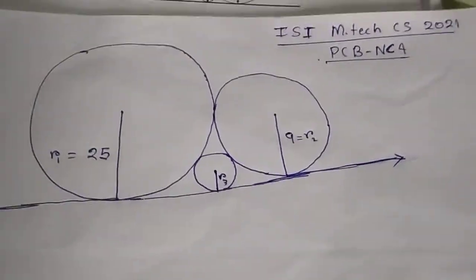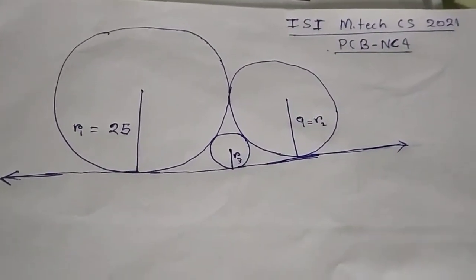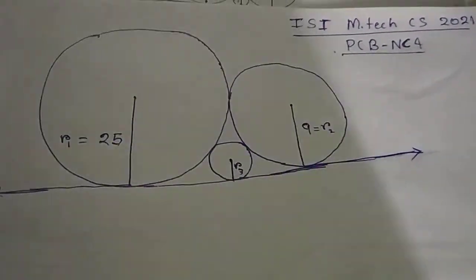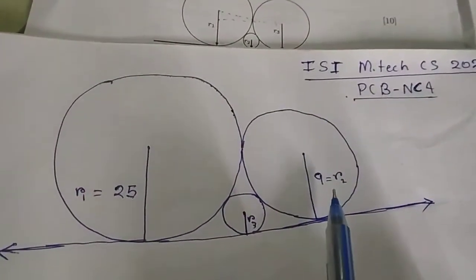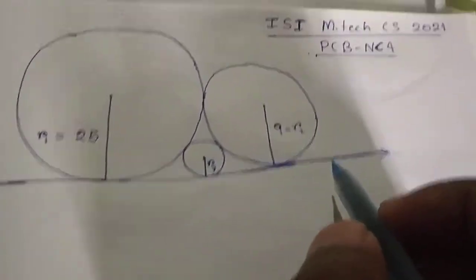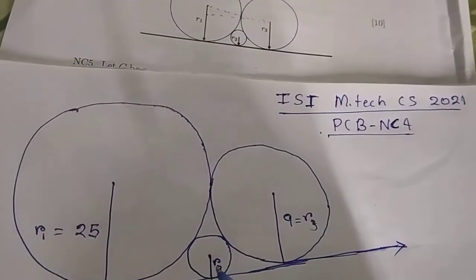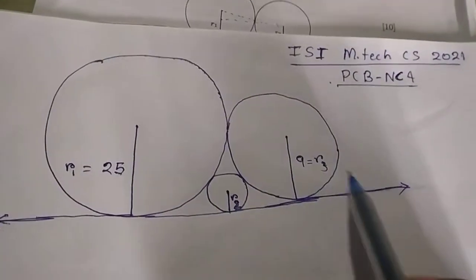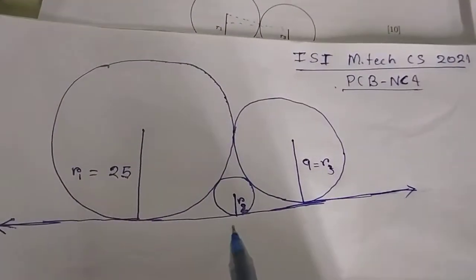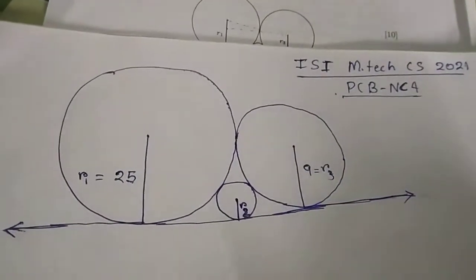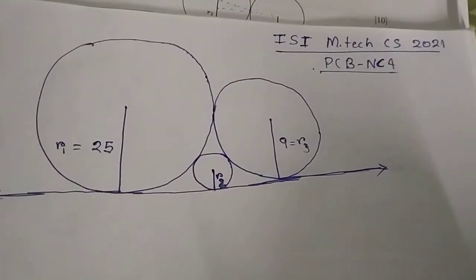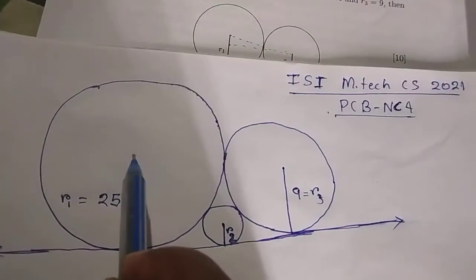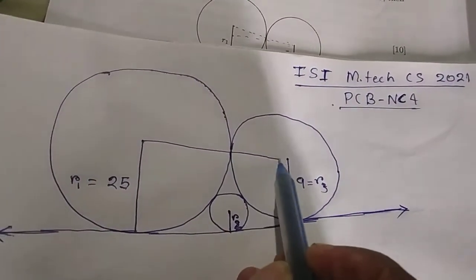Okay, so let's try to solve this question. I have drawn these figures again. This is R1, this is, sorry, it's R3, it's R2. Okay, so we know that R1 is 25, R3 is 9, and we have to find R2. So to simplify the question, let's try to draw some figure here also. So let's first of all connect this.